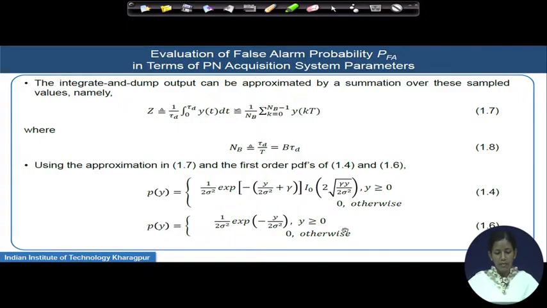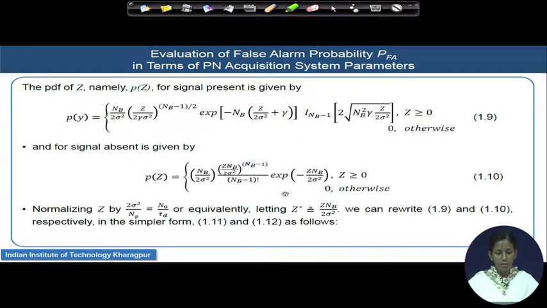But currently using the approximation of this 1.7, we can actually revisit the PDFs that we have earlier derived for the signal present and signal not present, and they can be written as like this.